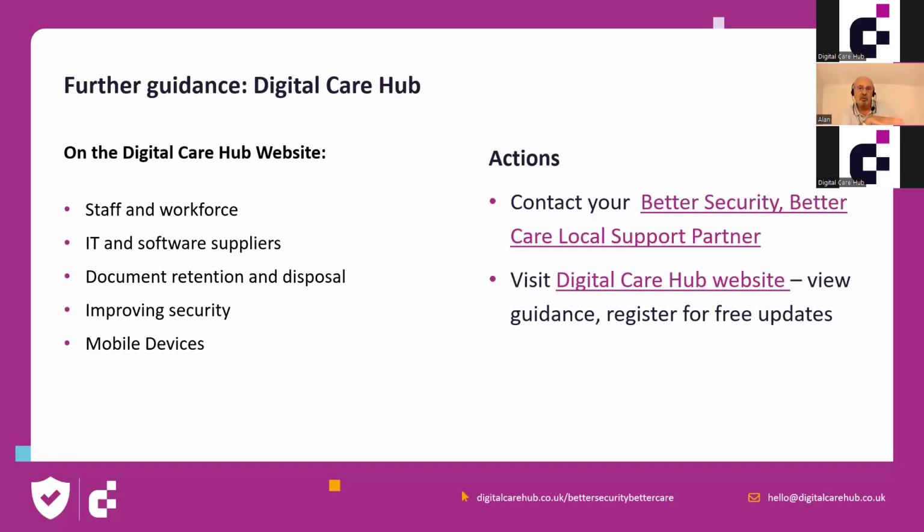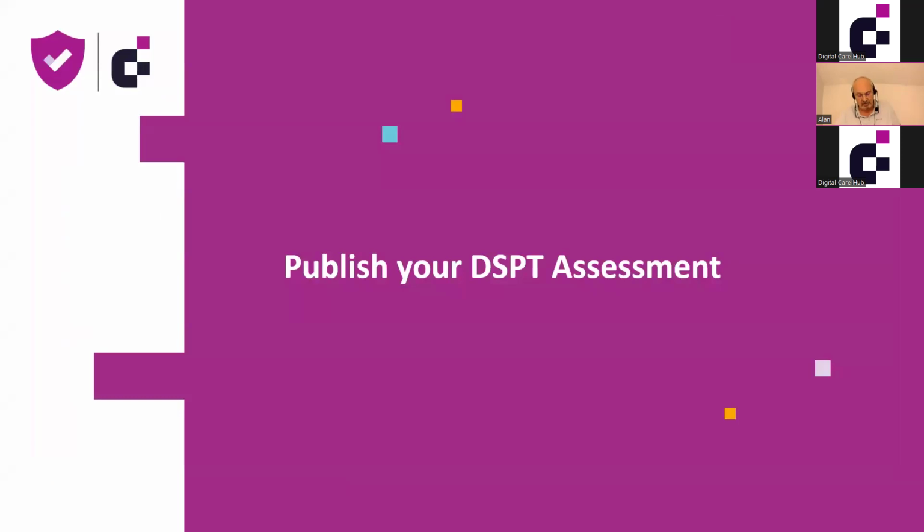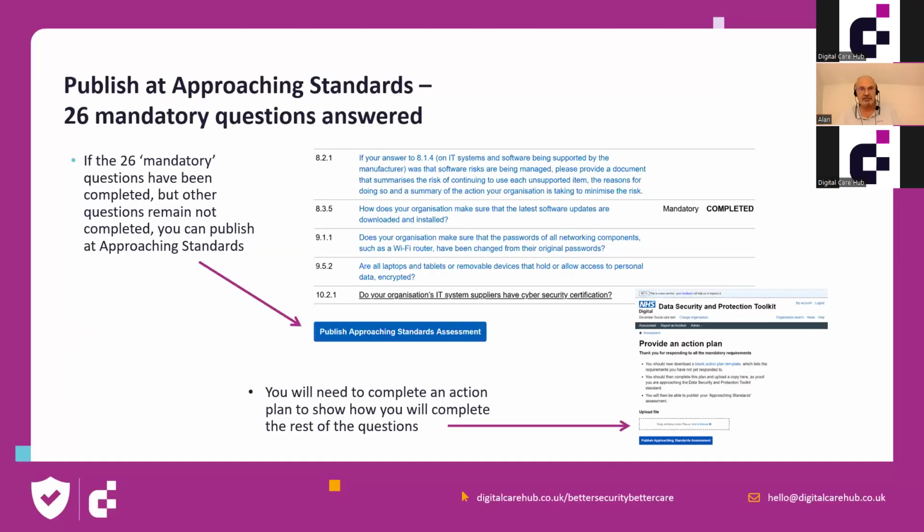So assuming that we've now worked through all of the questions on the toolkit, we should be in a position where we can publish at the appropriate level. Again, there are two levels at which you can publish: approaching standards and standards met. The ideal is to go for standards met first time. However, if you're publishing at approaching standards, then you will have responded to the 26 mandatory questions. Once you've completed all of the mandatory questions, at the bottom of the screen the blue button will appear that is indicated here with the arrow, where it says publish approaching standards assessment.